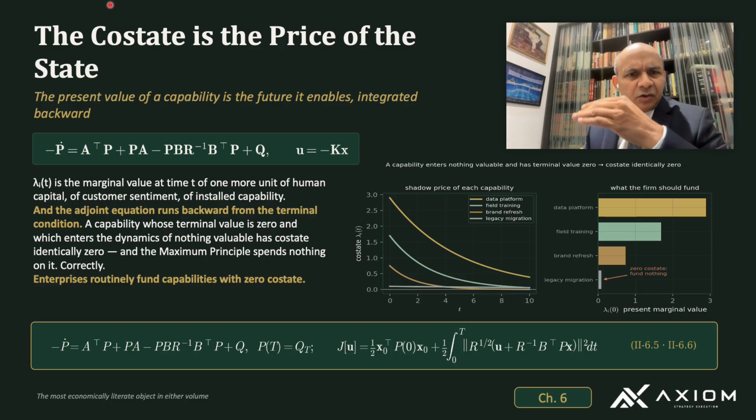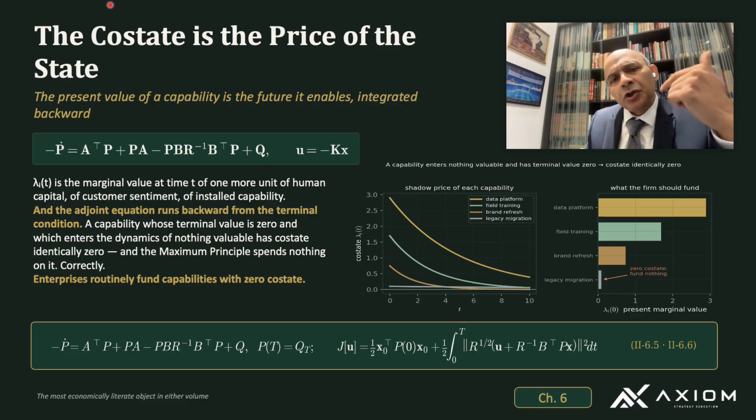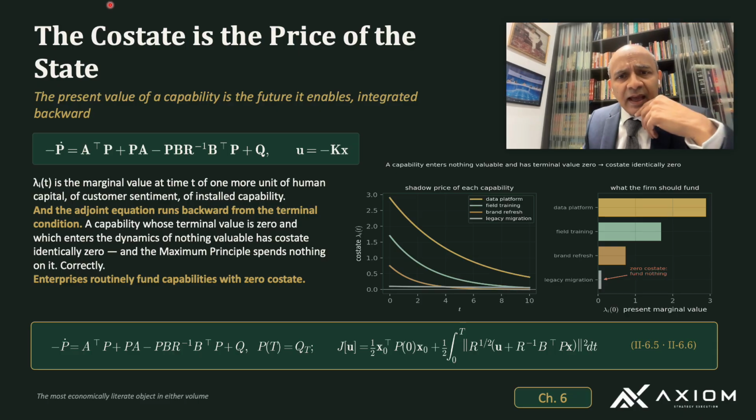And the adjoint equation runs backward from the terminal condition, so the present value of a capability is determined by the future it enables, integrated backward. A capability whose terminal value is 0 and which does not enter the dynamics of anything valuable has costate identically 0, and the maximum principle will correctly spend nothing on it. I think this is the most economically literate object in either volume, and it deserves to be better known outside control theory. Enterprises routinely fund capabilities with 0 costate.